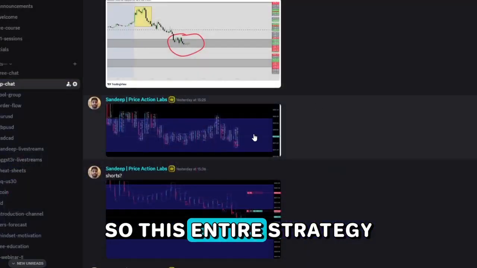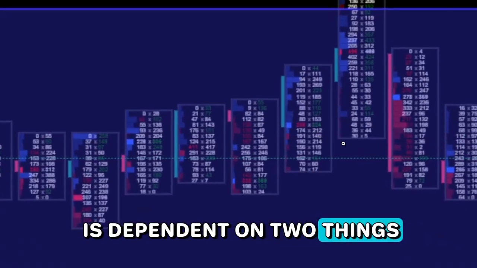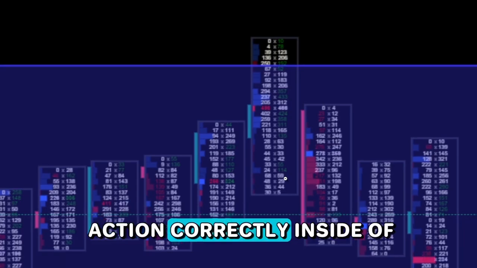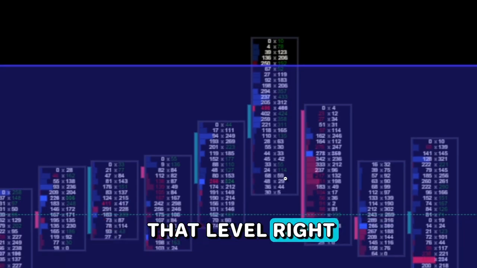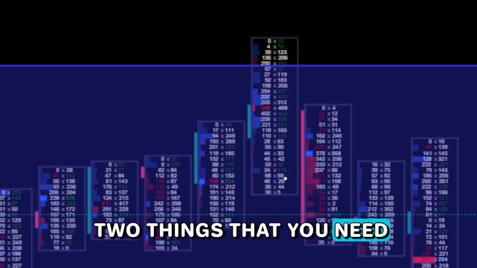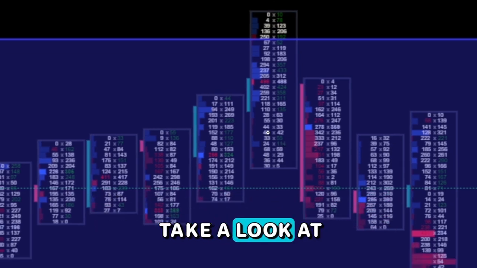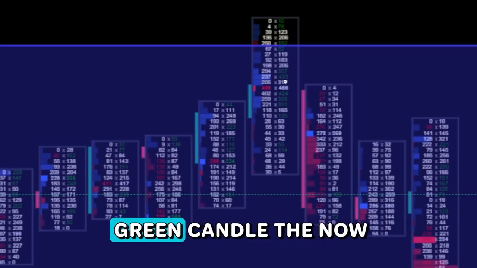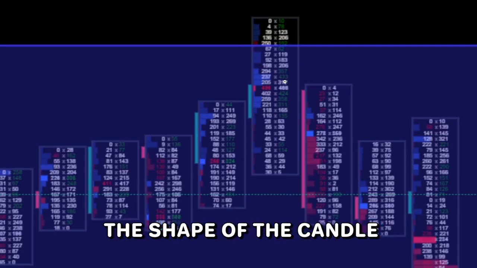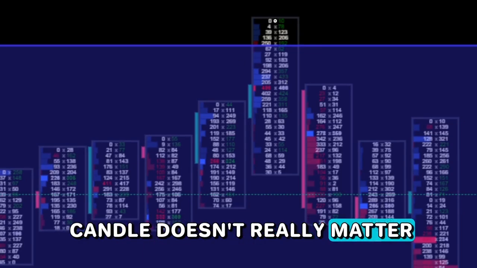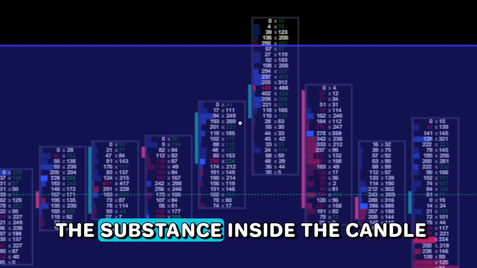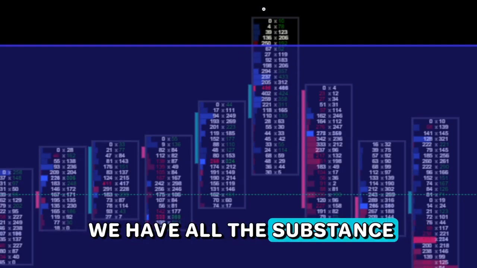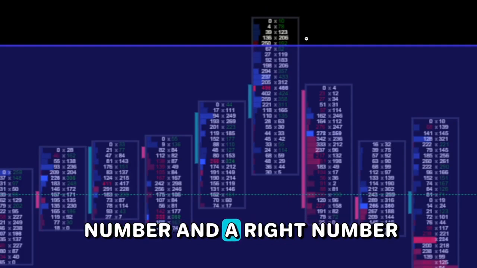So this entire strategy is dependent on two things. You have the right level and you know how to read price action correctly inside of that level, right? These are the only two things that you need. So if we just take a look at this candle over here, what do you see specifically? Inside of this green candle, the shape of the candle, the type of the candle doesn't really matter. You want to focus on the substance inside the candle, specifically this top half, because this is where we have all the substance. So what we see here is a left number and a right number.